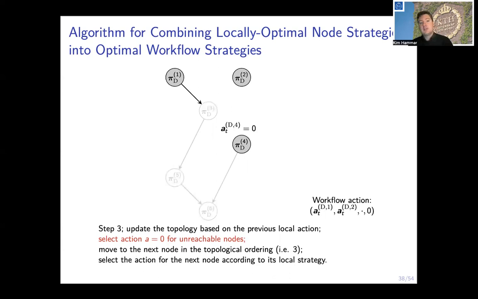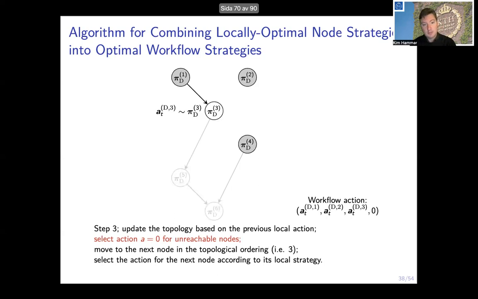An important thing here is that we're going to pick action 0 for that node, even though the locally optimal strategy may tell us to do something different. And this is because we now have this global perspective where we know what the other neighbors in the graph are doing, and therefore we can conclude that action 0 is the best thing to do. And then we continue to the next node in the order, which is this one.